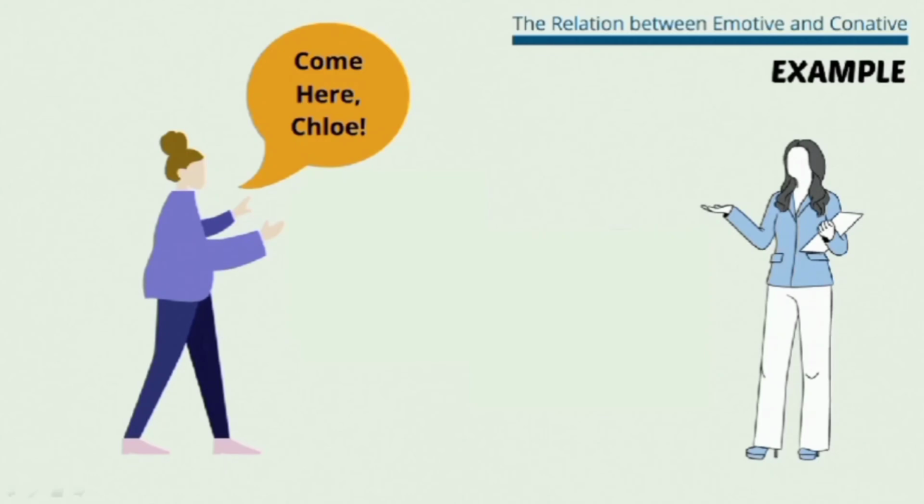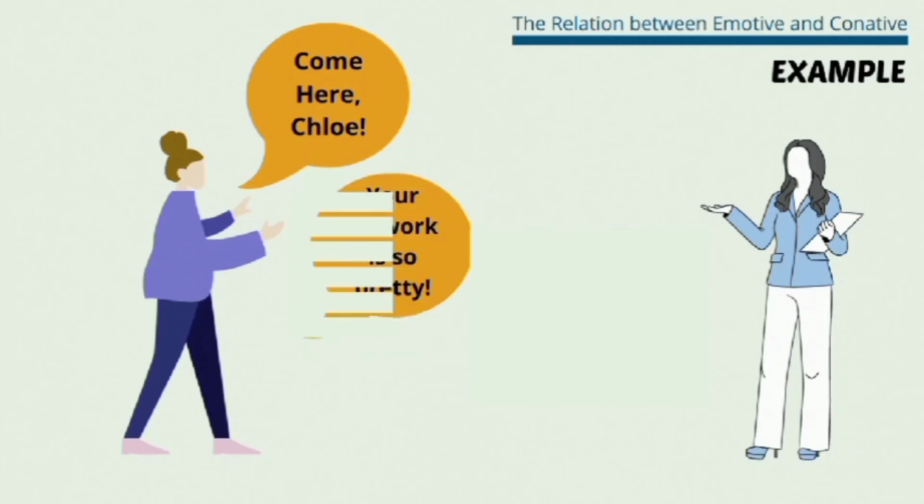Suppose you want to reach your friend, but the distance is very far. You will say, "Come here," so that your friend will move closer to you. The words "come here" have a conative function and cannot be used simultaneously with a sentence that has an emotive function, because if you unite the two in one sentence, the communication will not work.